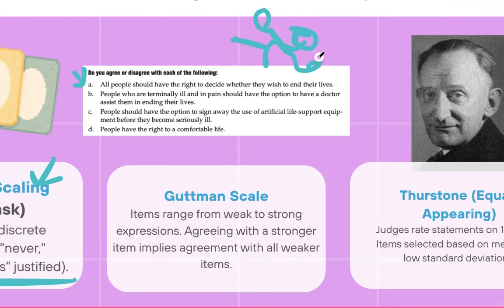Because they all say the same thing. This one is just stated in the most extreme way. And if I don't agree with this one, with letter A, I just agree with B. Then, for Guttman scale, I also agree with C and D.